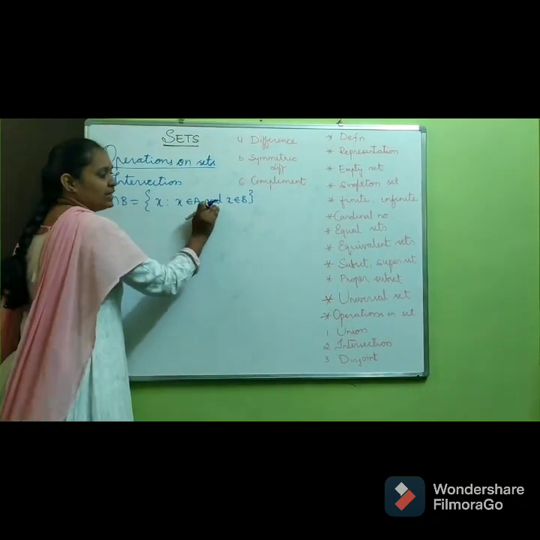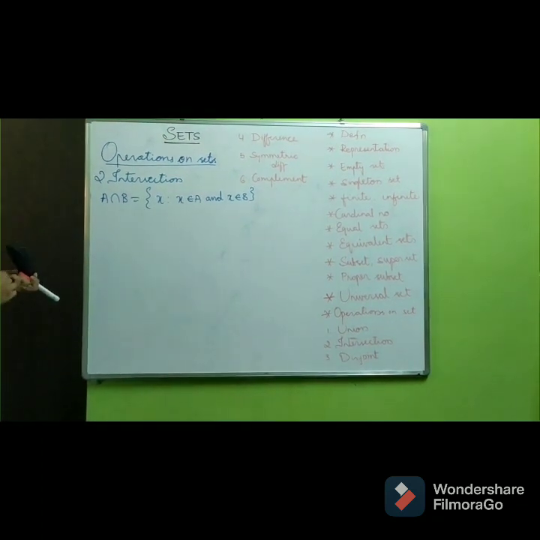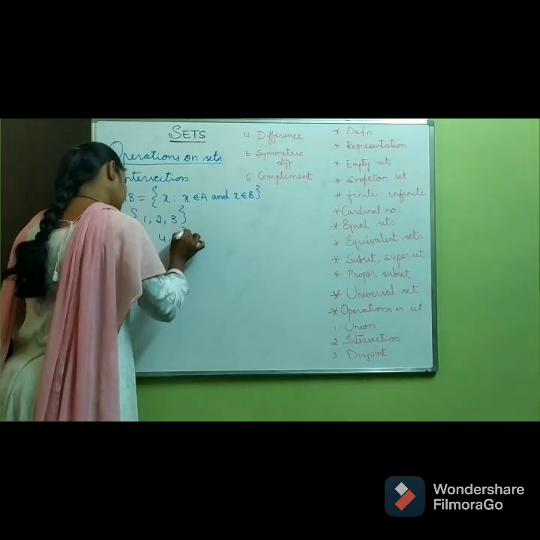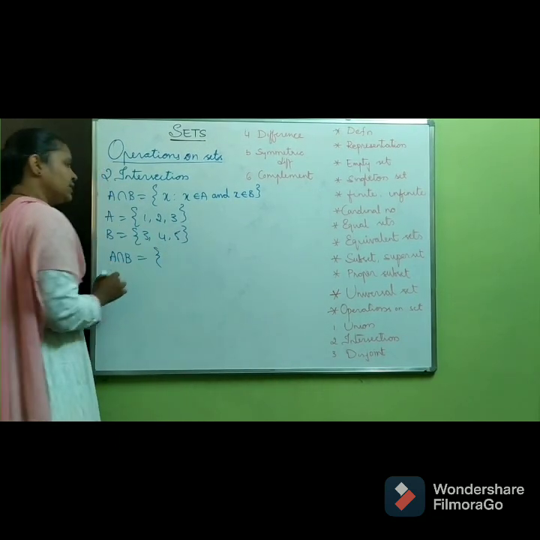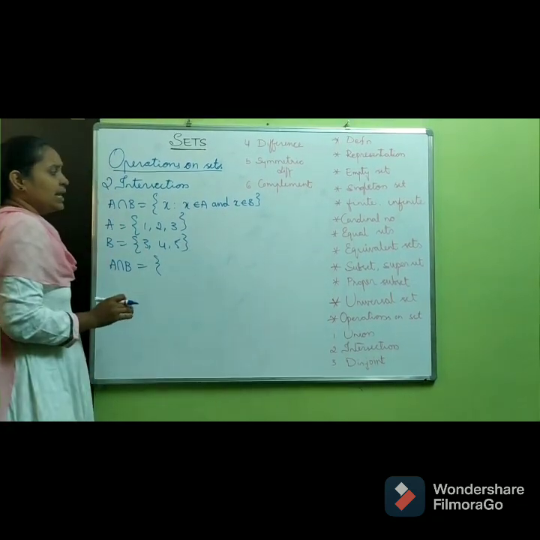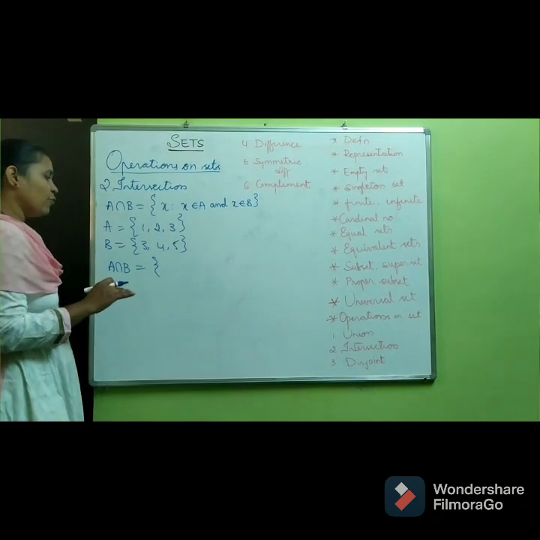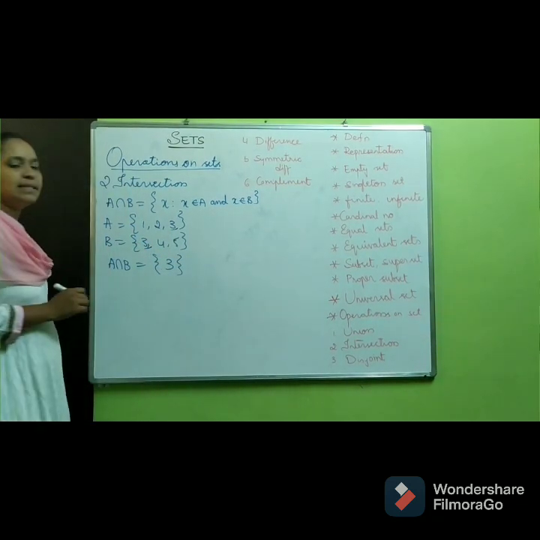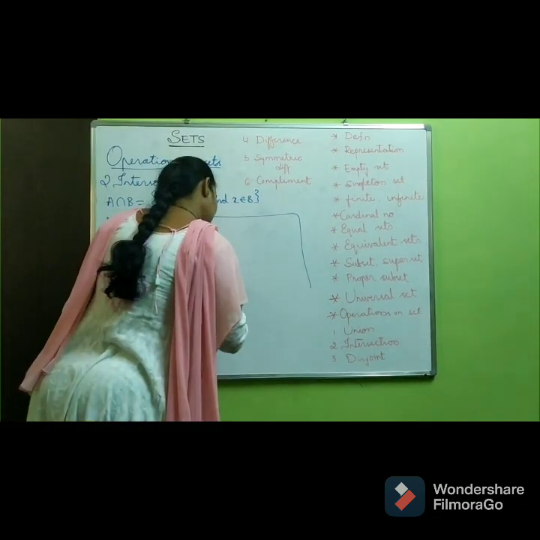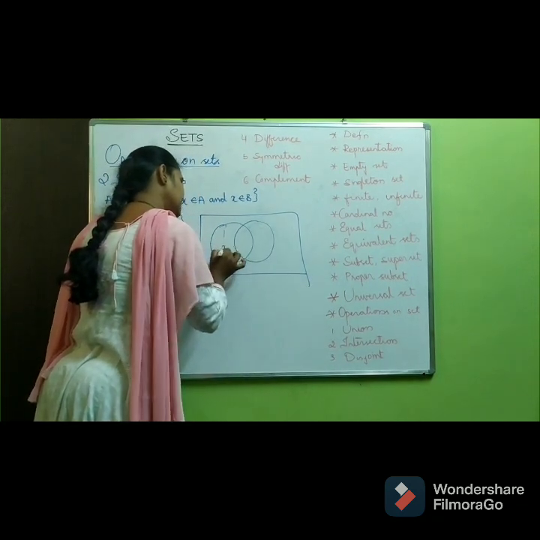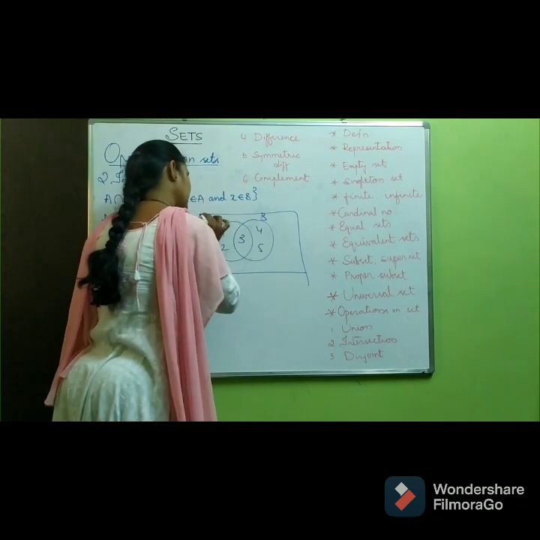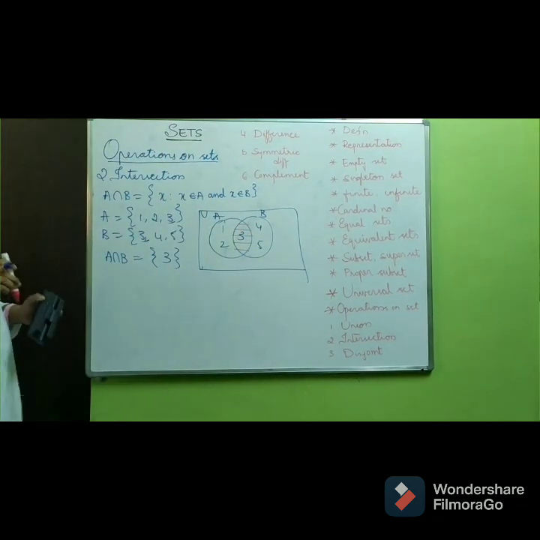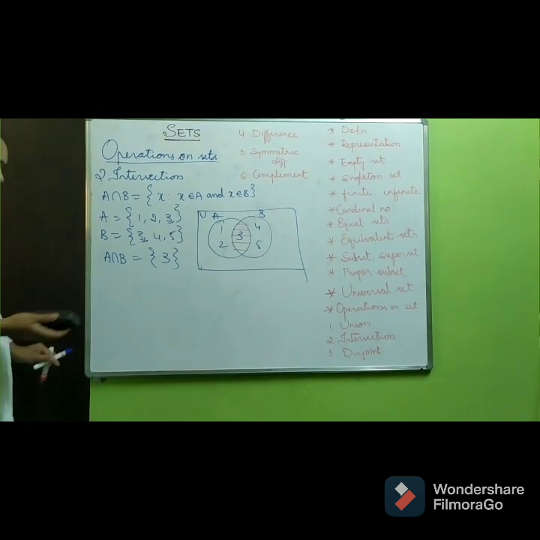Remember, for union I have written OR. For intersection I am going to write AND. Yeah, the same example I want to take. A intersection B is equal to x such that x belongs to A and x belongs to B. x must be there in both the sets simultaneously, or else I can say the common elements of both the sets. So the common element is only one, that is 3. This is intersection. In a Venn diagram, intersection is represented like this.